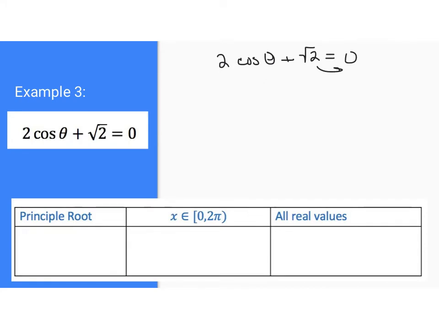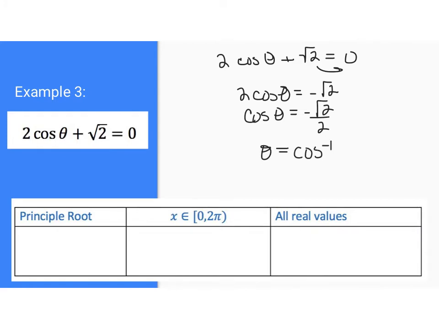Start by moving that root 2 to the other side, and dividing both sides by 2 to isolate the cosine. Then isolate the theta by taking inverse cosine of both sides.